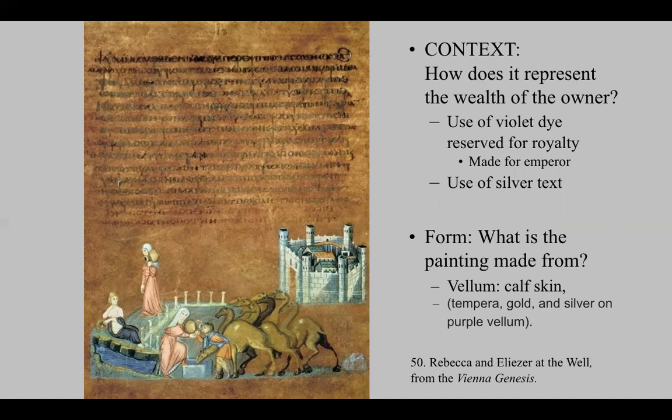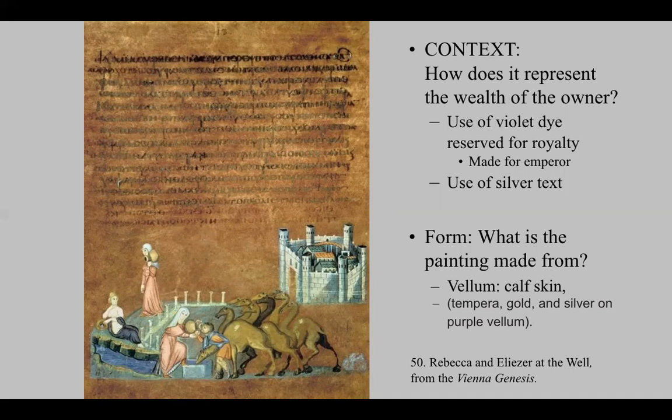Okay? And then the form of it, what is the painting made from? This is on vellum. I draw on vellum all the time, but mine is synthetic vellum. Vellum is made out of calf skin. It's not cow skin, it's calf skin. So they would take young calves and make a paper, using procedures very similar to those we use to make leather, but they would beat it so thin and smooth it out so much that it's transparent. You can actually see through it.